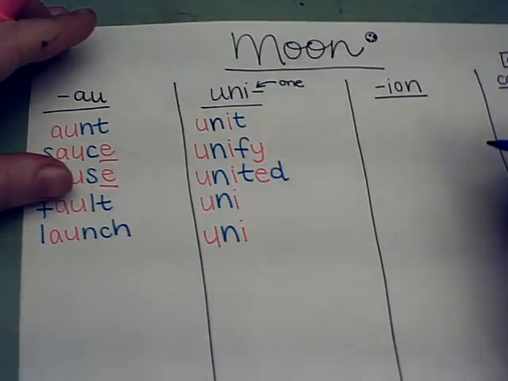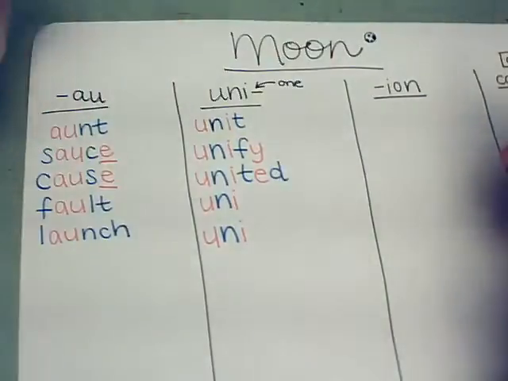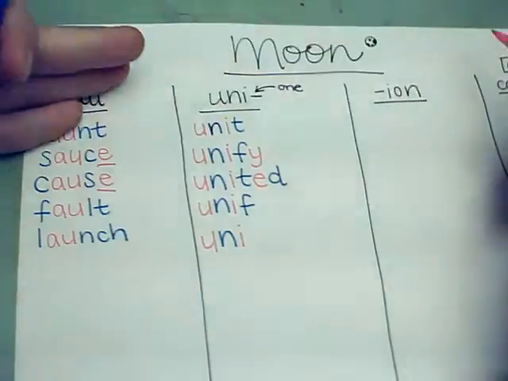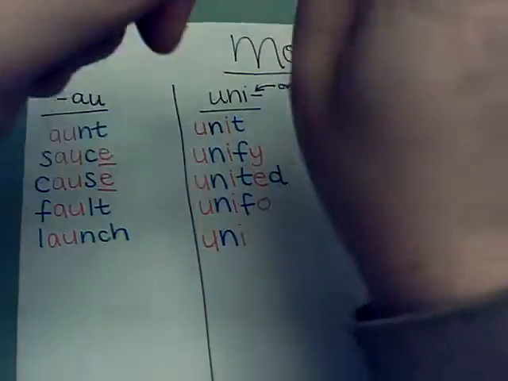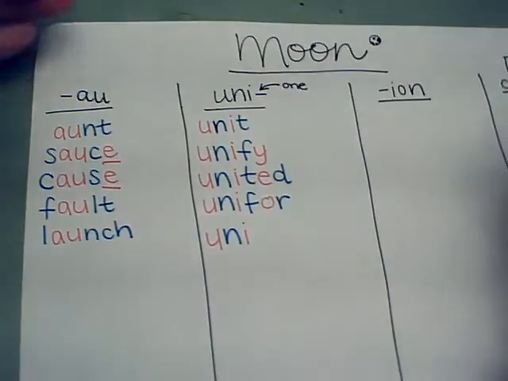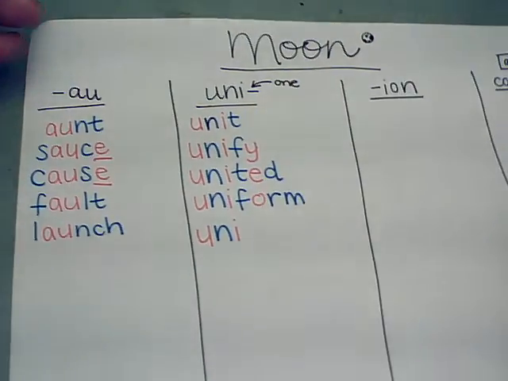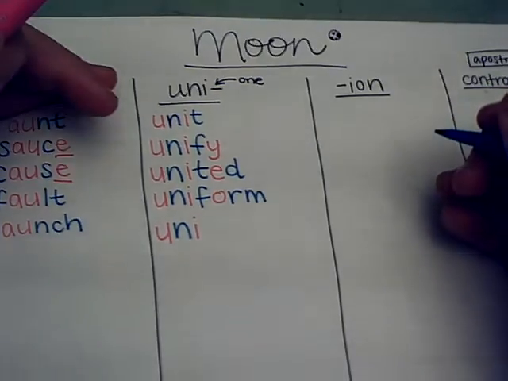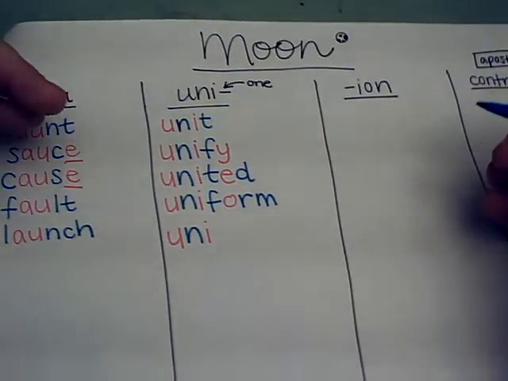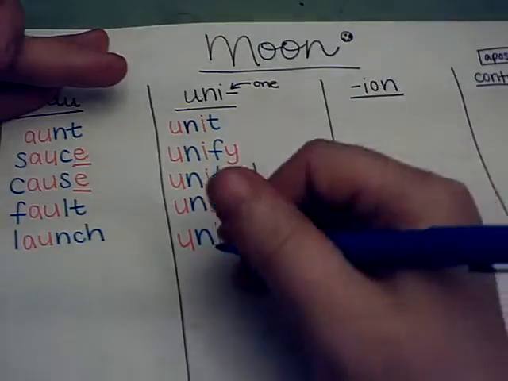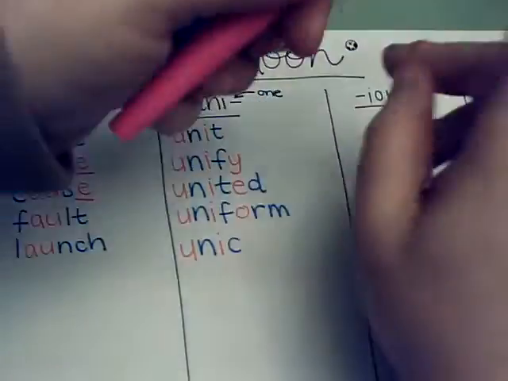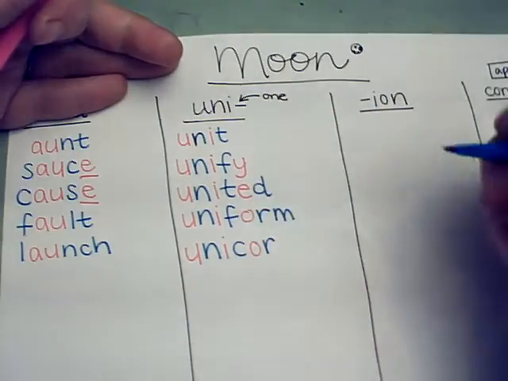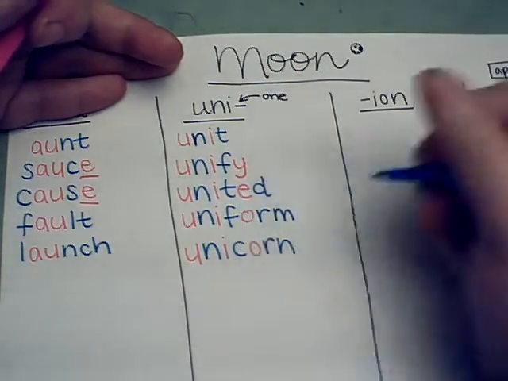We have the word uniform. Uniform. F. Or. O-R. And then form. M. Uniform. Last word in this category is unicorn. A lot of you are going to know how to spell that just because unicorns are pretty trendy right now. So C, corn, or, O-R, and then N. Unicorn.